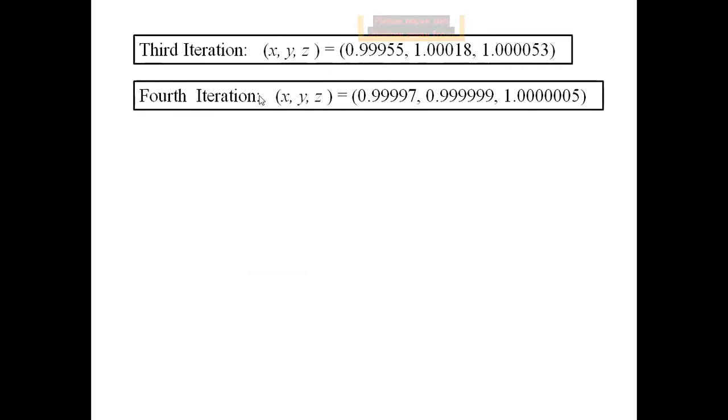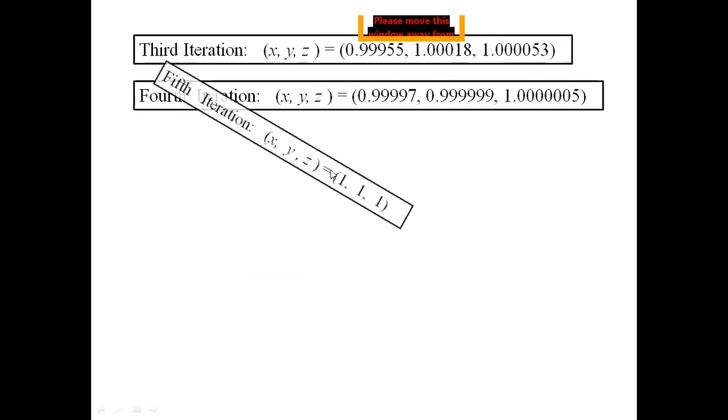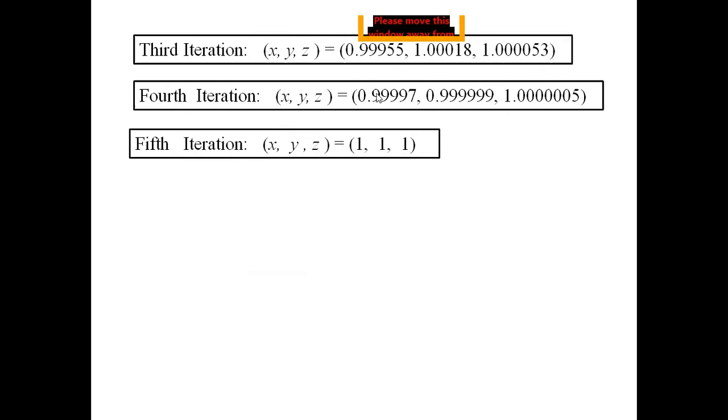If you carry out one more iteration, I've seen that the values you get are like this. For x it is 0.9997, for y it is 0.99999, and for z, 1.0005. Very close to this. If you have enough time, we can take one more iteration. And I've seen that in that iteration, I got x equal to 1.0000, y is 1.000, z is 1.001. So I take this as 1, 1, 1.